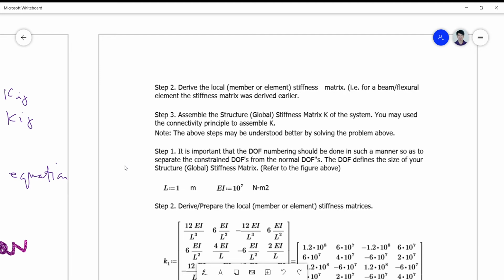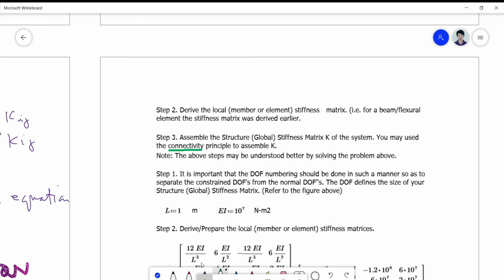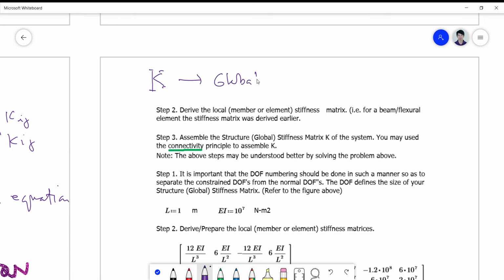So for step 3, this is now the final step for the assembly. We use the connectivity principle to assemble it and make use of it in terms of an interactive program, or maybe a very structured programming will actually help you do it by considering the principle of connectivity in the assemblage of your structure K matrix. Okay, so take note that your capital K, when I say a big K here, I'm referring to a global or structure or the system matrix. When I have a small k like this, I'm referring to a local, a member, or an element matrix.